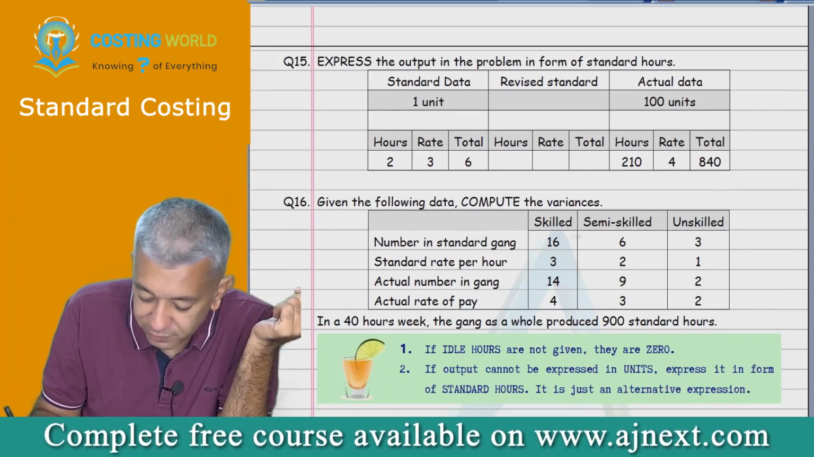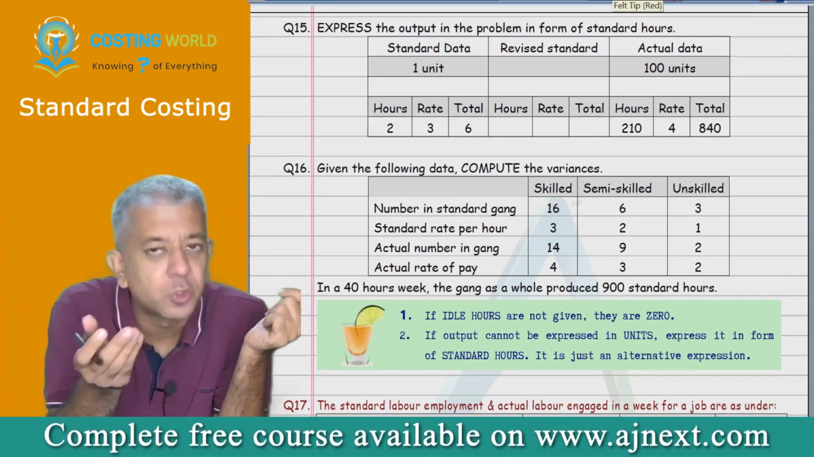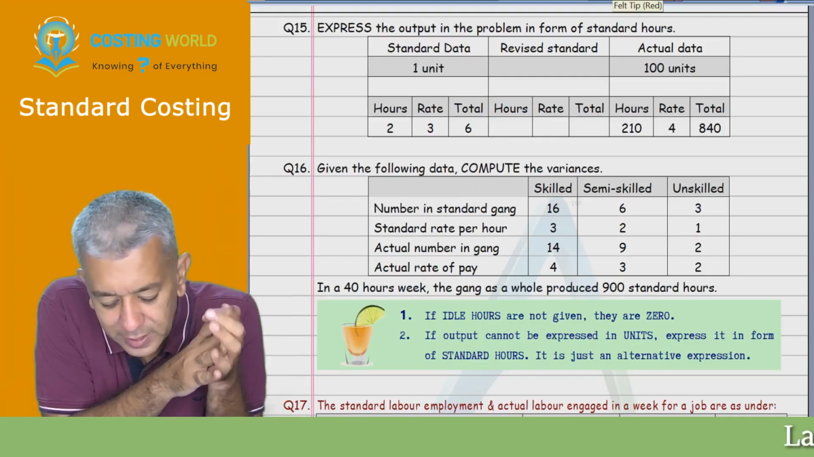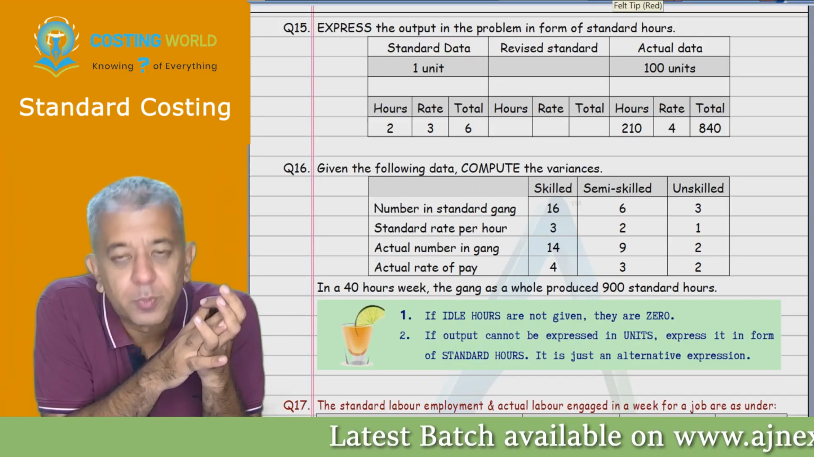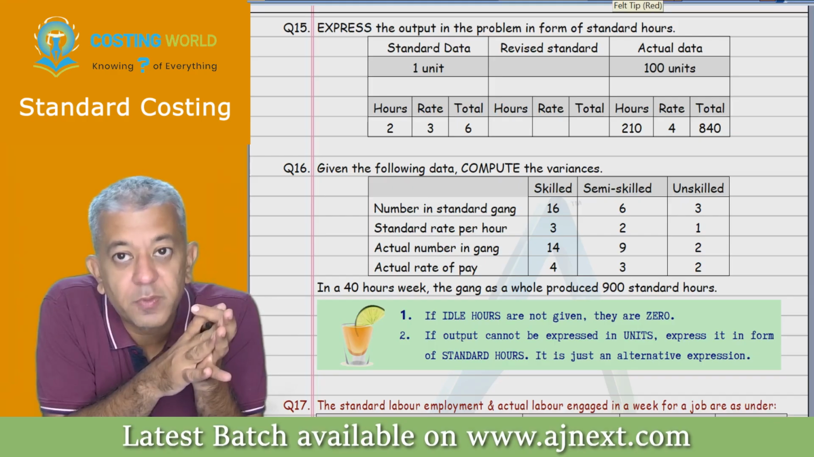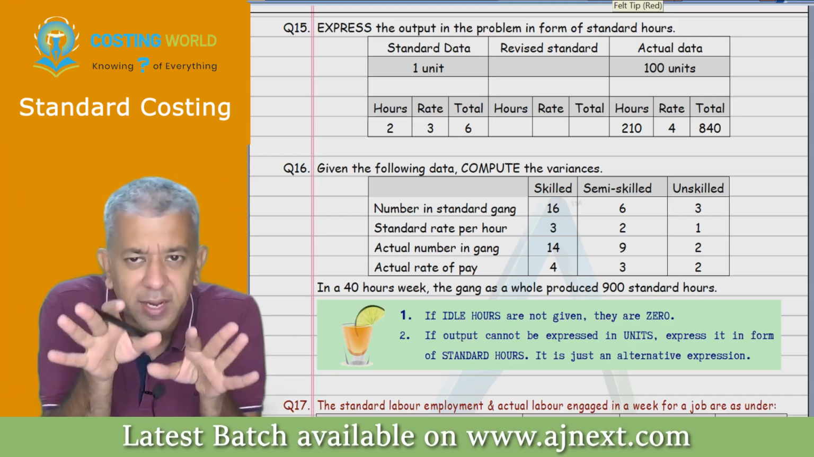Let's do our question number 15. Now, a new concept. I thought I'll make a question of my own to explain that. Listen, express the output in the problem in form of standard hours. What do you mean by that? We'll solve it right in the textbook only, please.